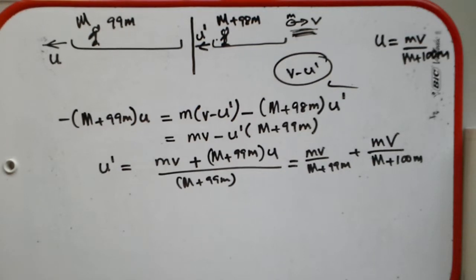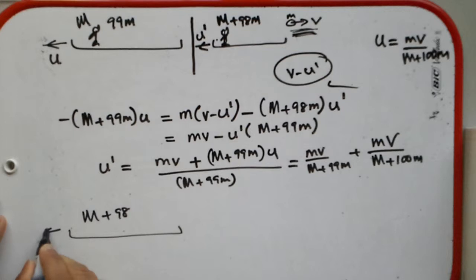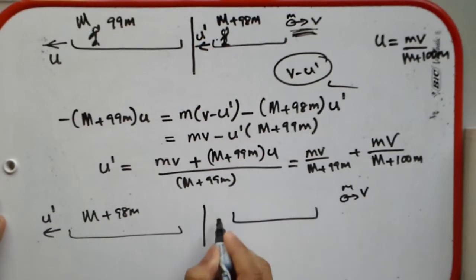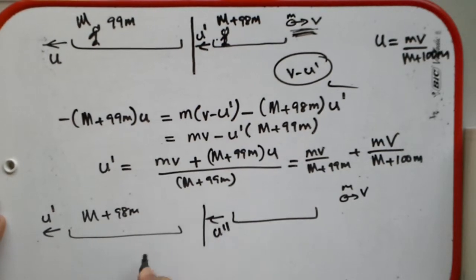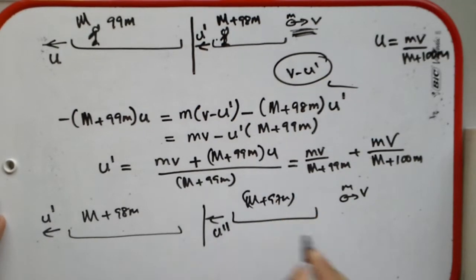What would be his recoil speed when he throws the third marble? I don't want to waste the time. I hope you can do the problem. You can simply say, the third time he'll be having M plus 98m, which is already moving with this velocity. So apply the conservation of momentum. He is throwing with m. So say u double prime this time. So this becomes M plus 97m. You can find u double prime.